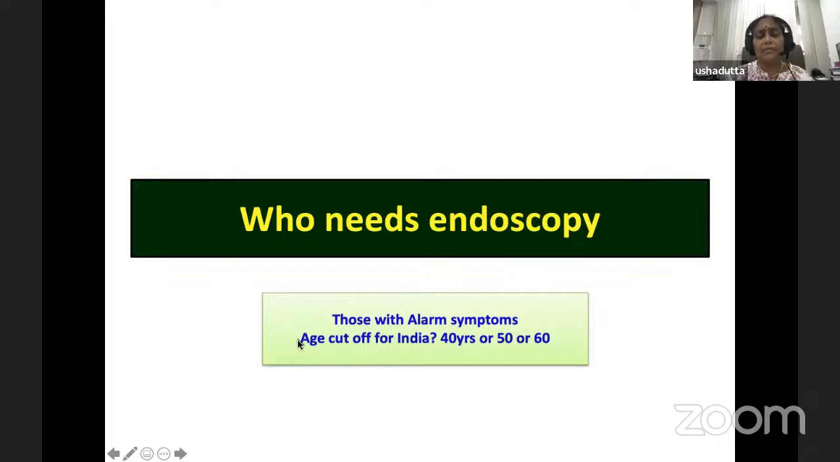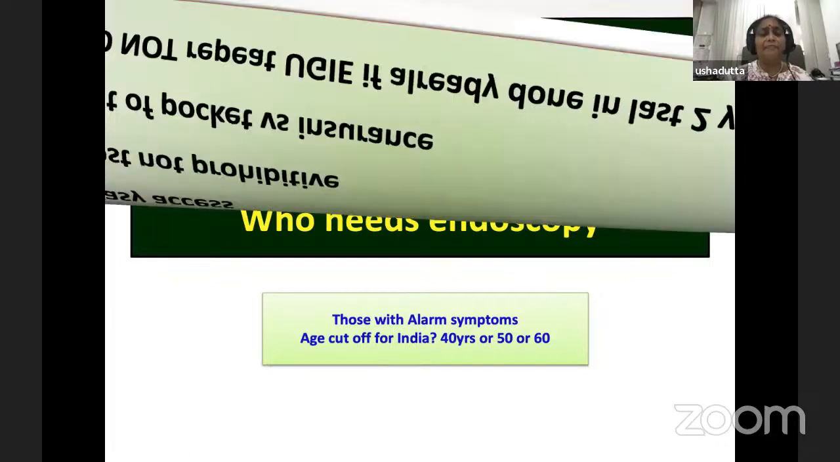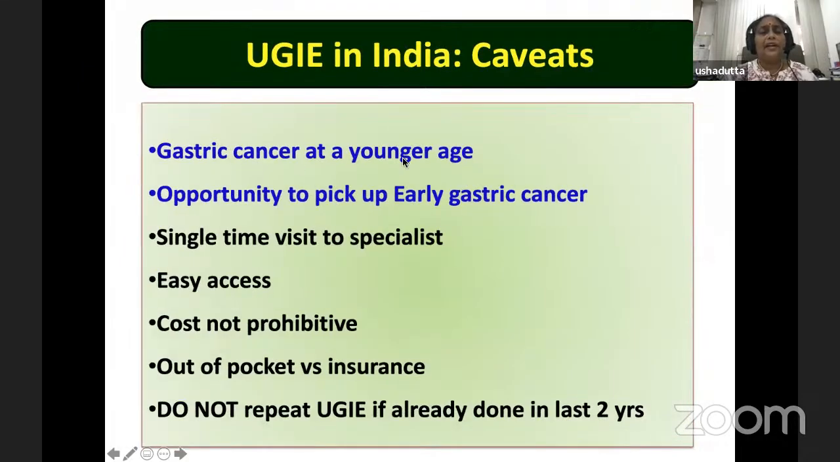Those with alarm symptoms with an age cutoff, as I said, of 40 preferably in our country. Upper GI endoscopy in India, there are some caveats. As I said, gastric cancer occurs at a younger age. It's an opportunity to pick up early gastric cancer only if you do a careful endoscopy. You can easily miss this. These are small depressed lesions here and there, so you have to see it.